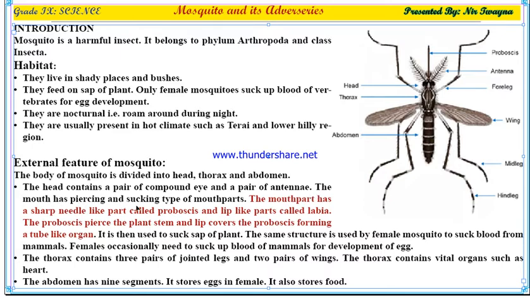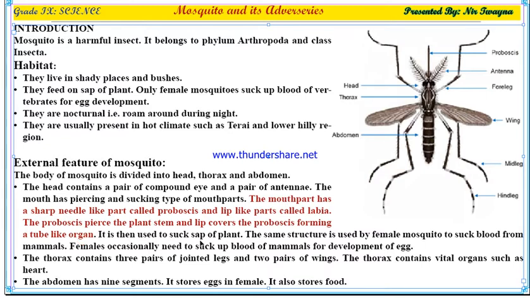The mouth has piercing and sucking type of mouth parts. Piercing, it has a needle-like organ called proboscis, and sucking, it has labia. The labia cover up the proboscis to form a tube. This proboscis has a U-shaped opening, or a half opening. The proboscis pierces the plant stem and the lip covers the proboscis, forming a tube-like organ.